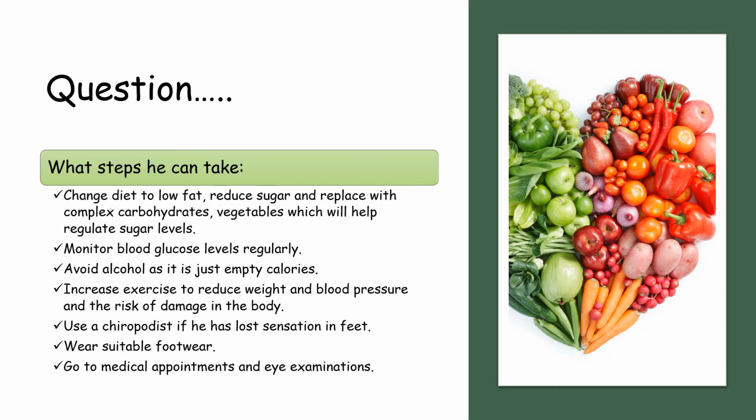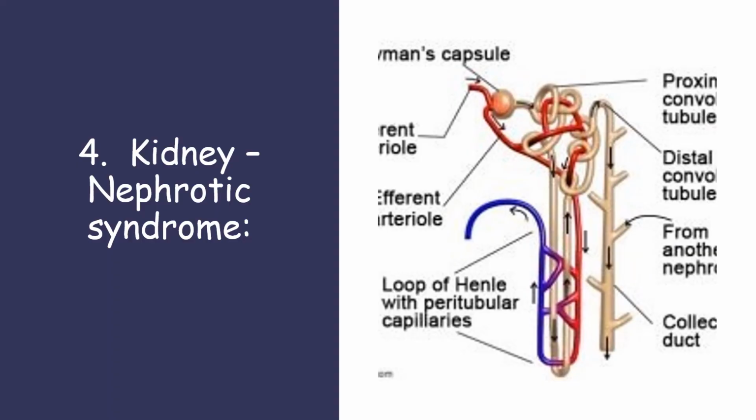So what steps could he take to improve his diabetes? Well, he could change his diet to low fat. He could monitor his blood glucose levels regularly. He could avoid alcohol, increase exercise, use a chiropodist, wear suitable footwear, and make sure he attends any of his medical appointments and even eye examinations. We now move on to kidney nephrotic syndrome.